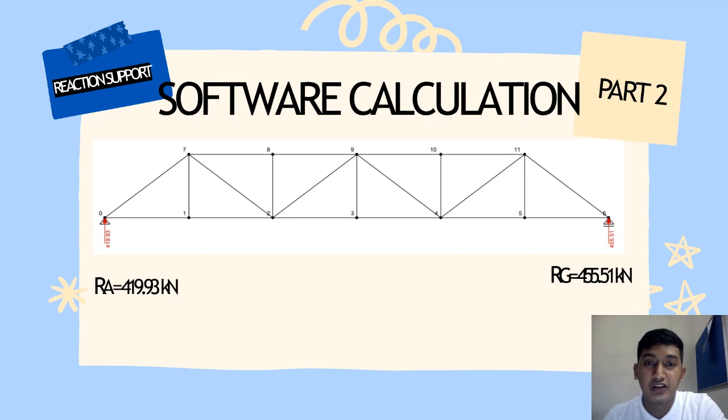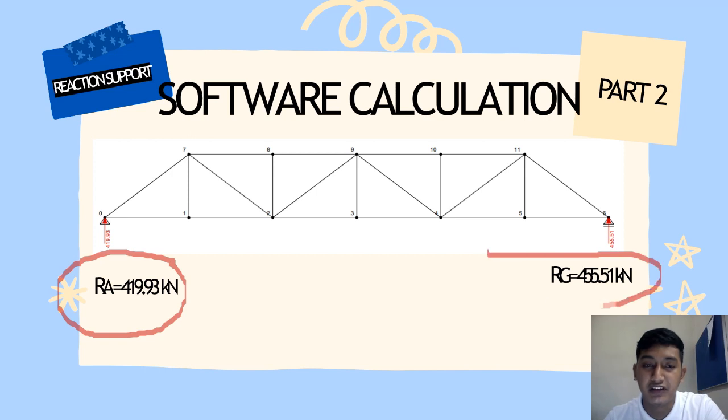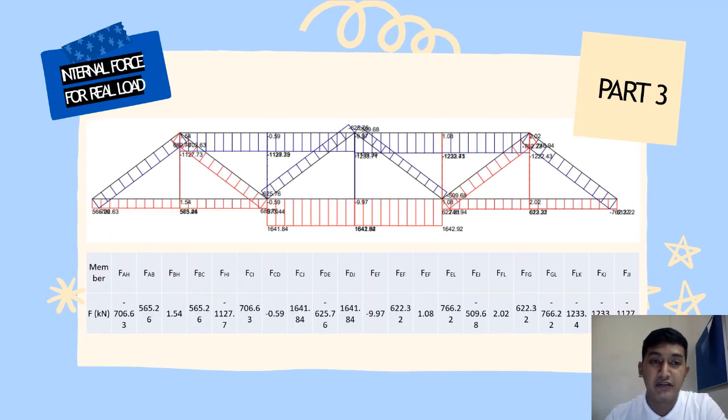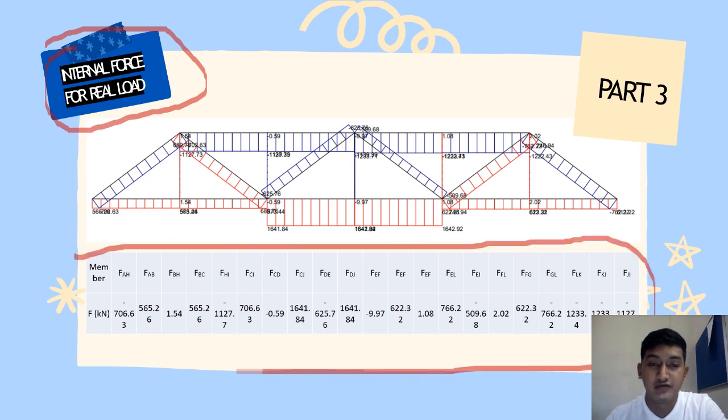After putting all the loads at their place, then we can analyze the trusses. So we get the reaction at the support. We have pretty much the same answer as manual calculation, which is RA equal to 419.93 kN and RG is 455.51 kN. After that, we can get the internal forces for real loads. So this is the result.